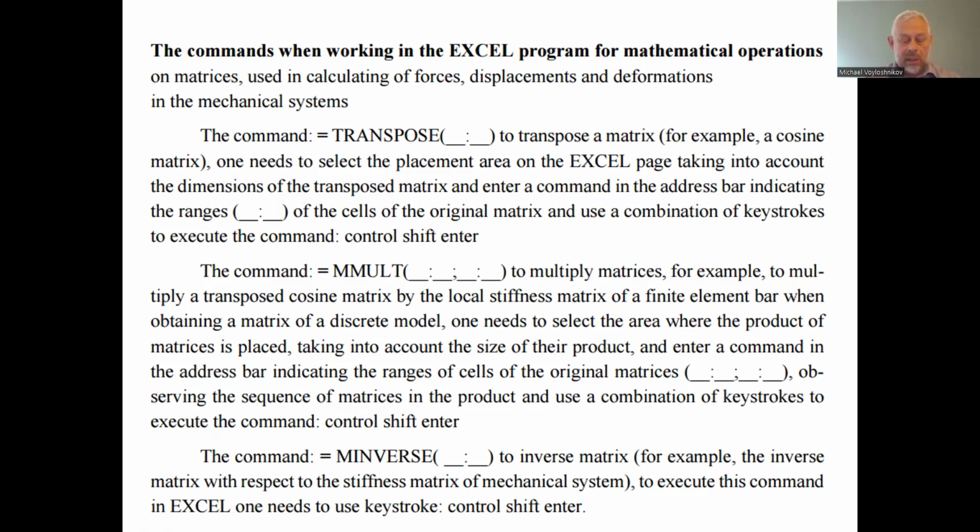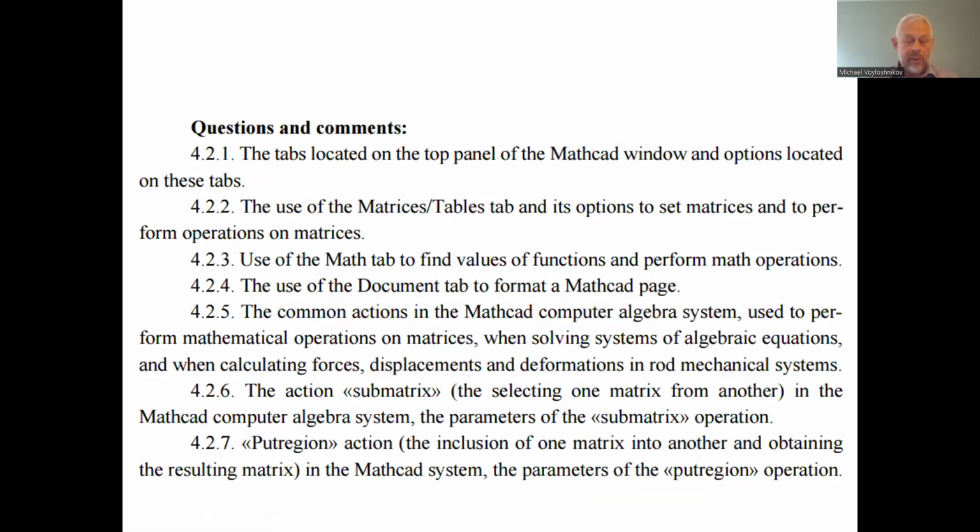So the command inverse matrix, finding the inverse matrix. For example, the inverse matrix with respect to the stiffness matrix of the mechanical system. To execute this command in the Excel, one uses the keystroke Control-Shift-Enter. So yes, we can select in the Excel table these parameters indicated here, and we will have the inverse matrix by use of the command matrix inverse.